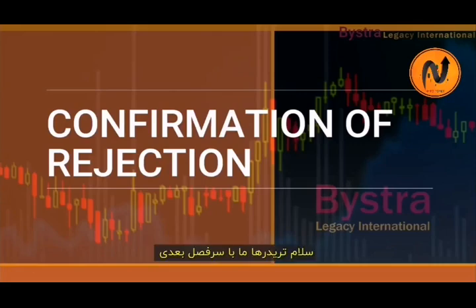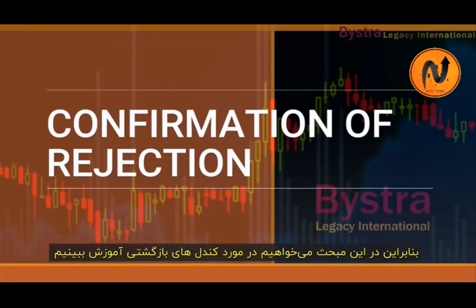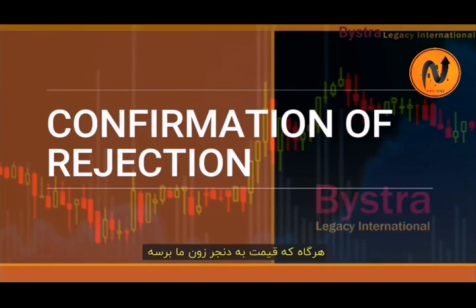Hello traders, we are back to the next topic, which is the confirmation of rejection. In this topic, we'll be learning about candlestick reversal. Whenever the price has reached our danger zone, we need to monitor whether the price has rejected or broken out from the zone. This is very important. Only when there is confirmation of rejection can we look for a setup. So let's get into it.